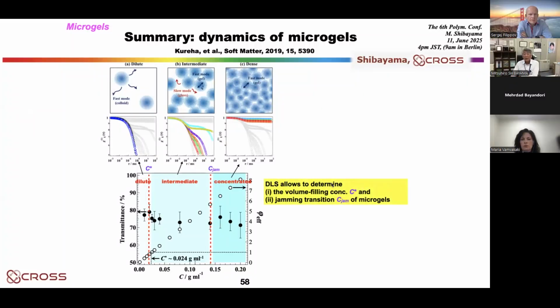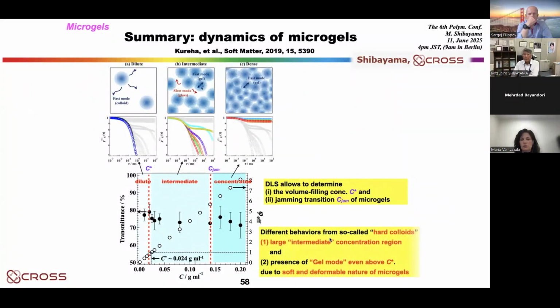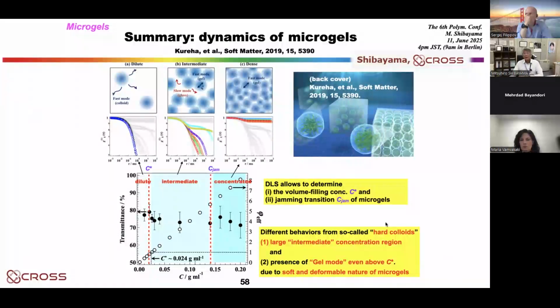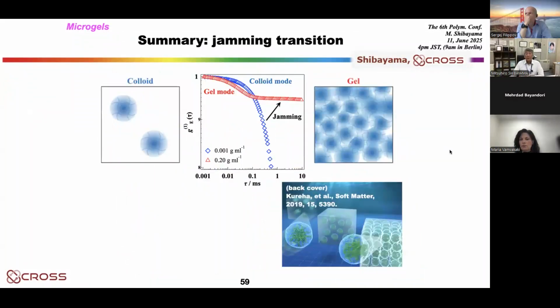So DLS allows us to determine the volume filling of the system and the jamming transition, C-jam, somewhere here, of the gel. So this is different behavior from so-called hard colloids. This is the take-home message. The differences from the hard colloids are the large intermediate concentration region and the presence of the gel mode even above C star, due to the soft and deformable nature of the microgel. This appeared in the paper.